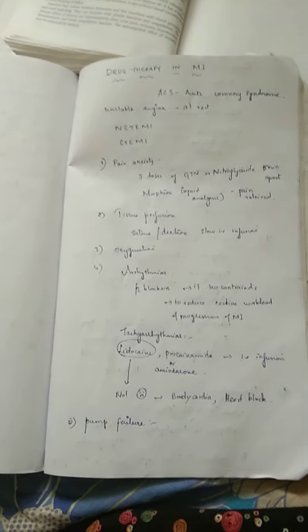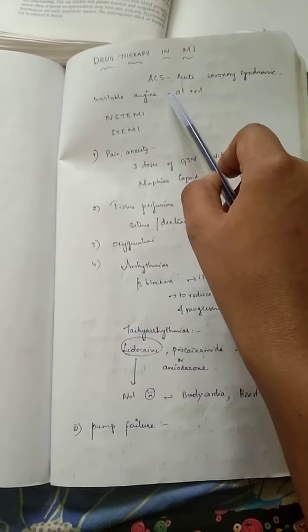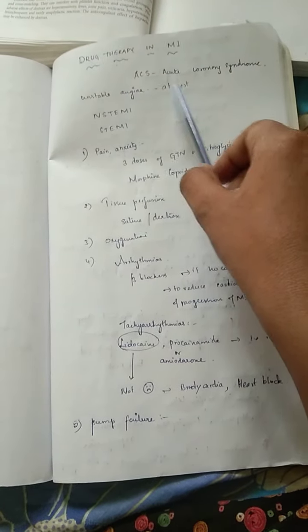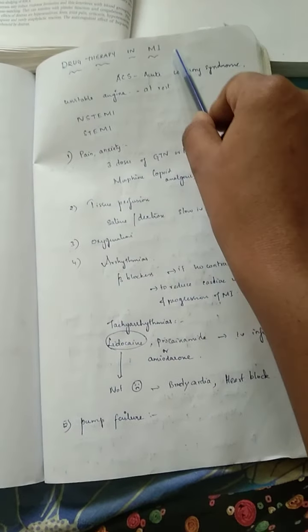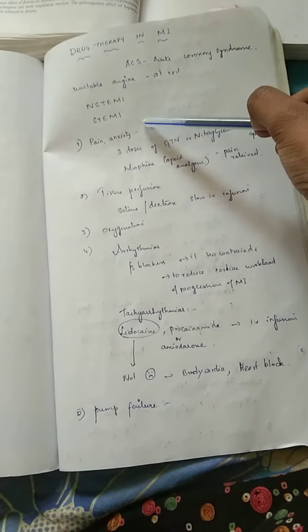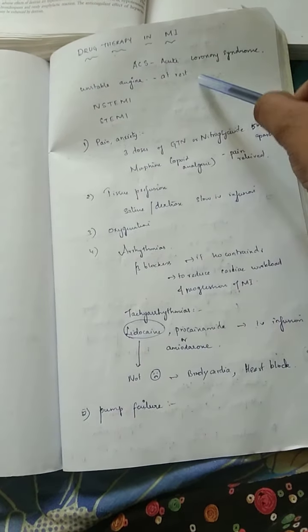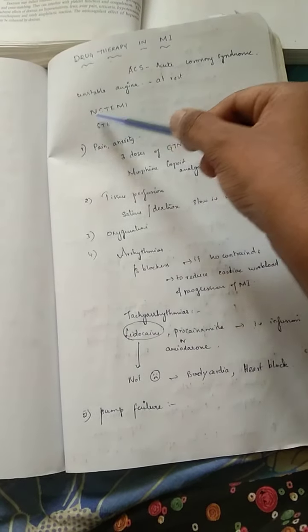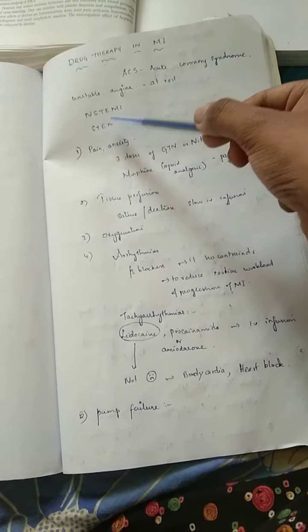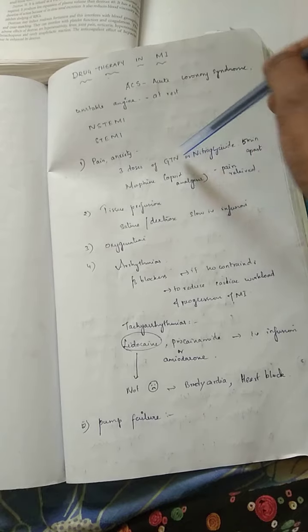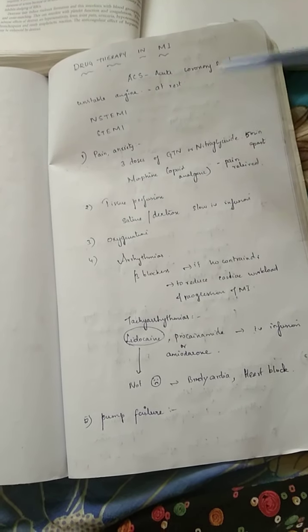So first, drug therapy for MI starts with knowing the fact that it is ACS, or acute coronary syndrome. This acute coronary syndrome actually causes MI. So the MI can be expressed in various situations: unstable angina, that is angina at rest, non-ST segment elevated MI, ST segment elevated MI. So these are different types where you can come across an MI. So how do you treat when a patient is coming to you with MI?